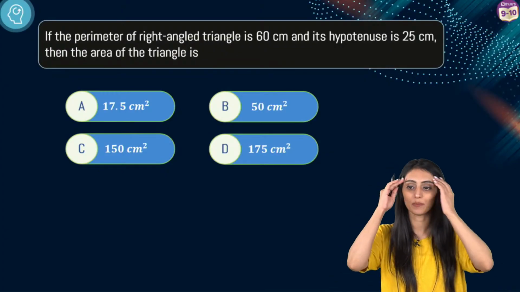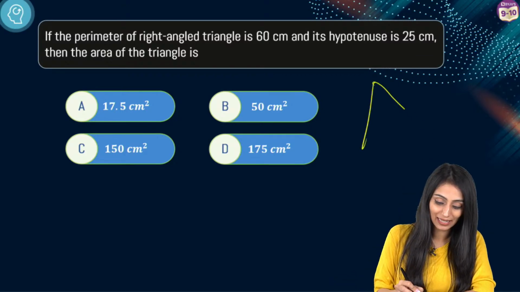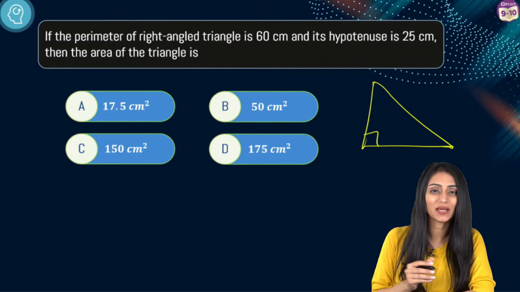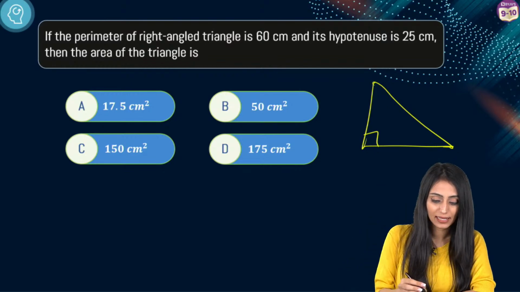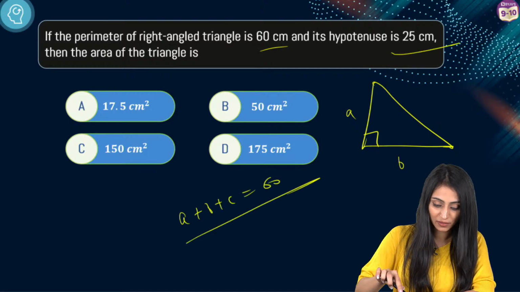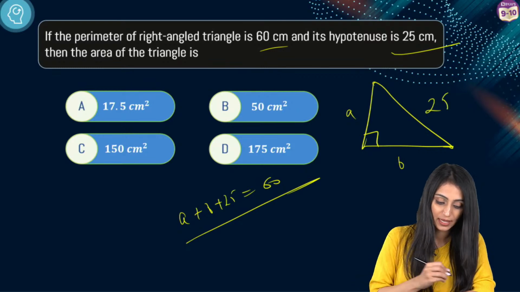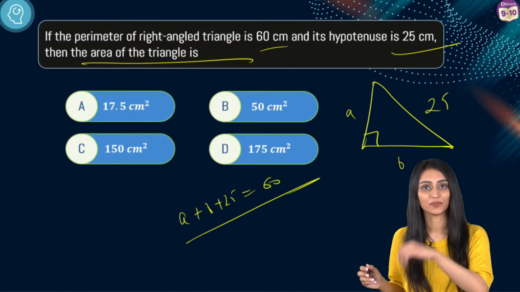Let's take a look at question number 12. We're talking about a right angle triangle here. The perimeter is the sum of all the sides, and that's 60. Let's say the sides are A, B, C. So the sum of all the sides is 60. Hypotenuse is 25, so instead of C, I can write 25 over here. Then the area of the triangle is.